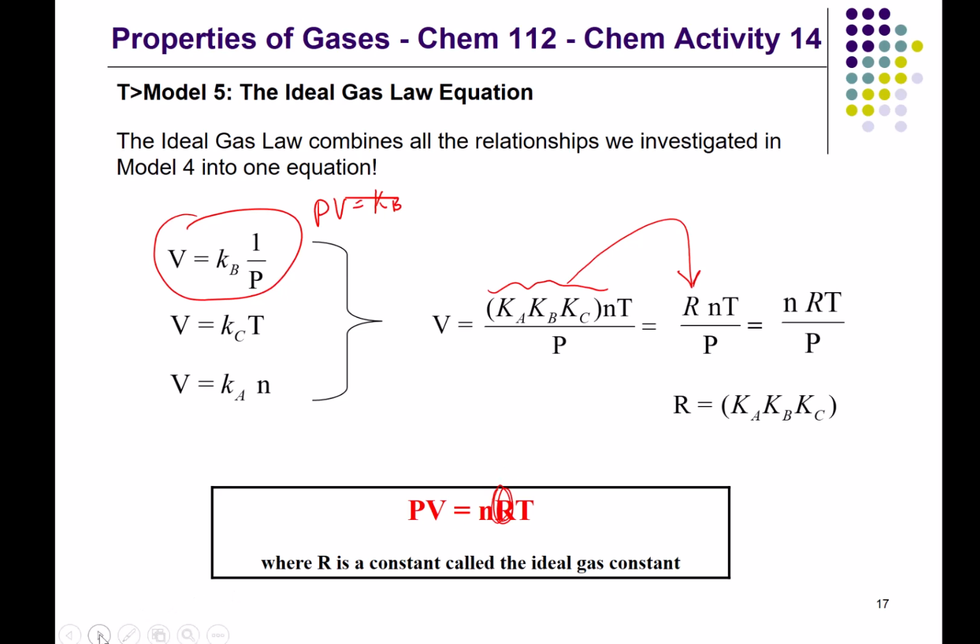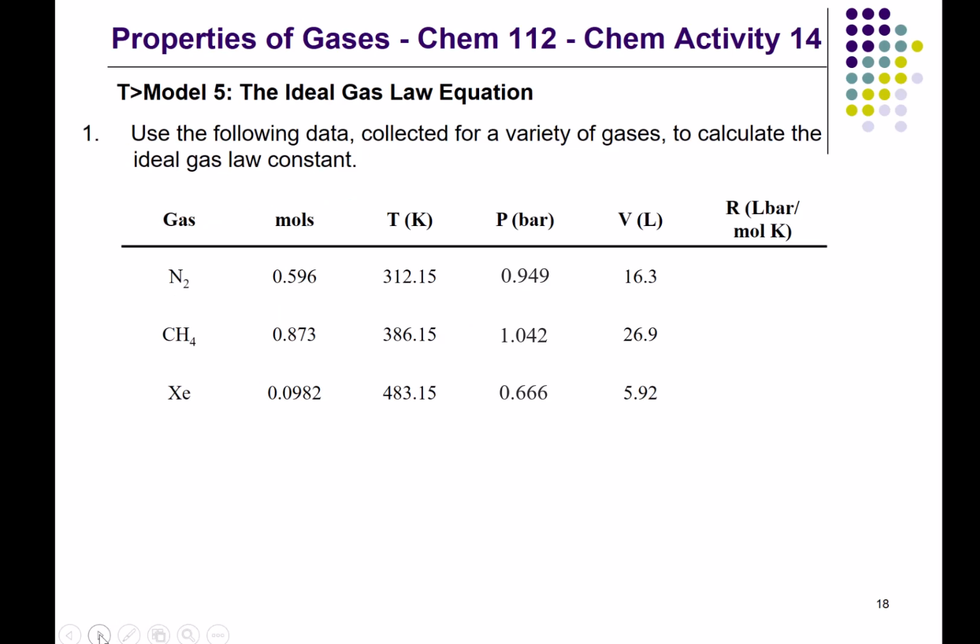So here's a series of data that were collected concerning these gases. We've got the amount, we've got temperature, pressure in bar, volume in liters. And what I'd like us to do is calculate the value for R. Now you might say, well, how am I going to do that? Well, if we take our ideal gas law, PV is equal to nRT, and we rearrange to solve for R, R would equal PV over nT.